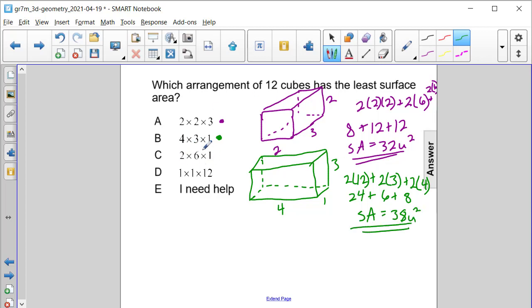Okay, now let's look at the next problem, 2 by 6 by 1. Do that one in black. So we'll make it, that's about 2. Make this longer. So 2 and 6. And then we'll make the depth much shorter here.